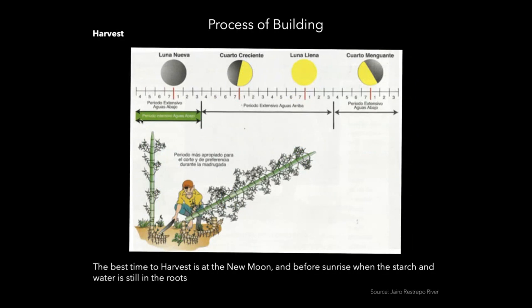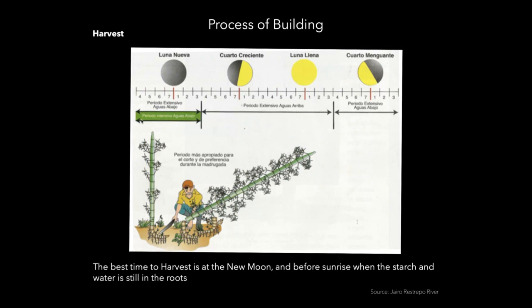And the reason why you have to be very careful with this is because in the water there is sugar, and the sugar is a kind of starch, and insects love the starch. And what happens is that if there's too much starch in the bamboo, the termites will come and eat it, and your building will fail. So you need to know when to harvest it at the correct time to reduce this problem. And this is usually, as I said, not at the full moon, but also before sunrise.